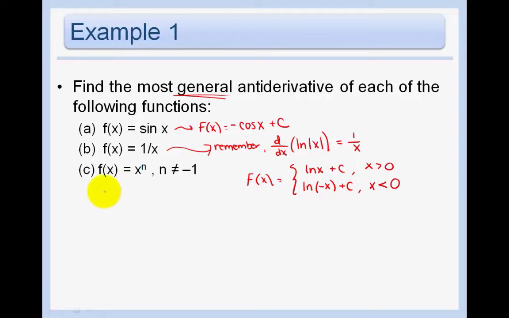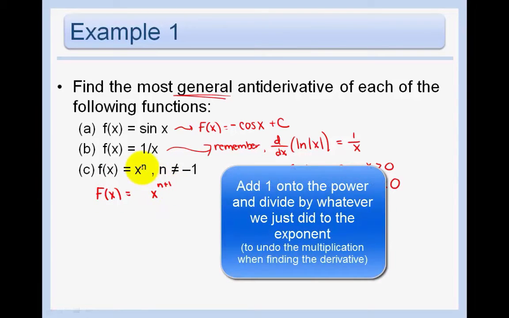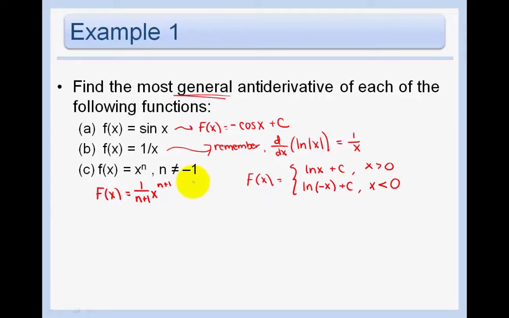So just in general, how do we undo the power rule? We need to add 1 onto the power and divide by whatever we added. Because the derivative of this is going to be 1 over n plus 1 times n plus 1, which is 1, times x to the n plus 1 minus 1, which is just n. So the derivative of this is going to give us this, and then we can't forget our plus c.